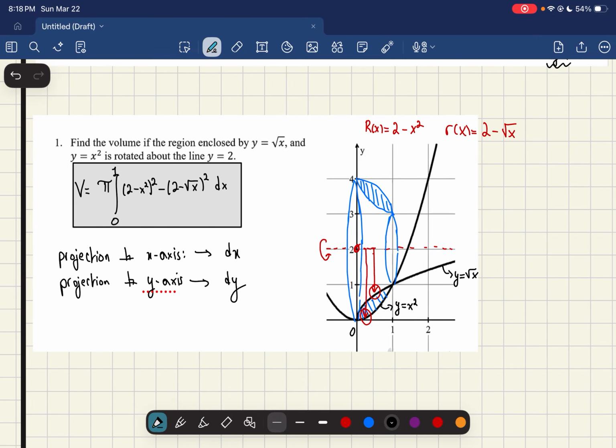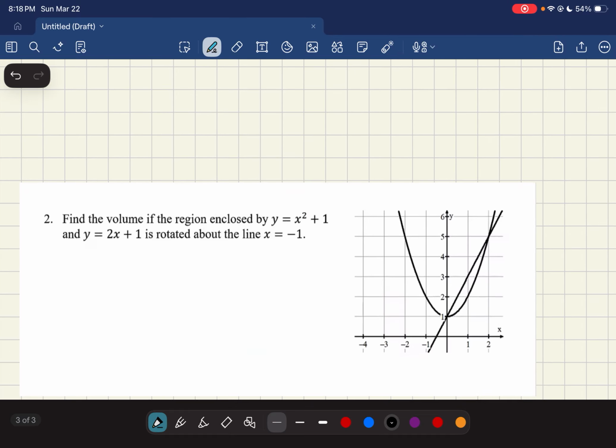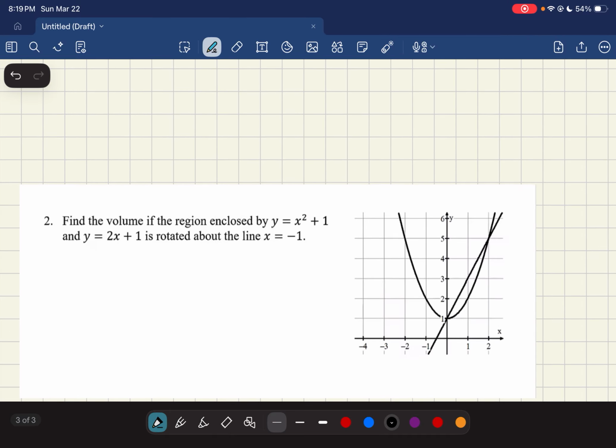Okay? Now, second question. Find the volume if the region enclosed by y is equal to x squared plus 1 and y is equal to 2x plus 1 is rotated about the line x is equal to -1. So this is the solid that I'm looking for over here, and I'm rotating it around x is equal to -1. So all in all, I think that it's gonna look like this.